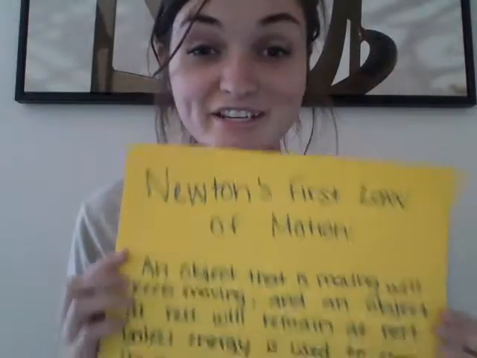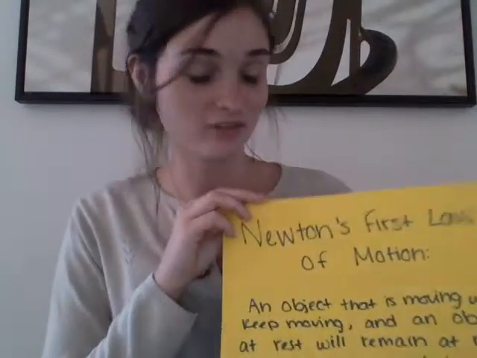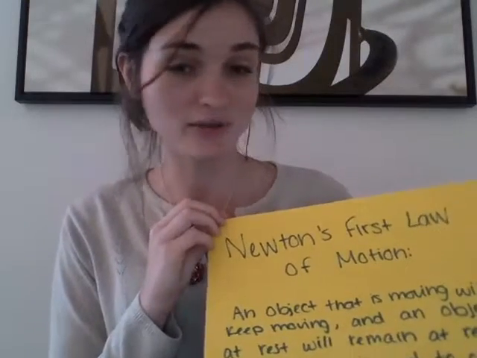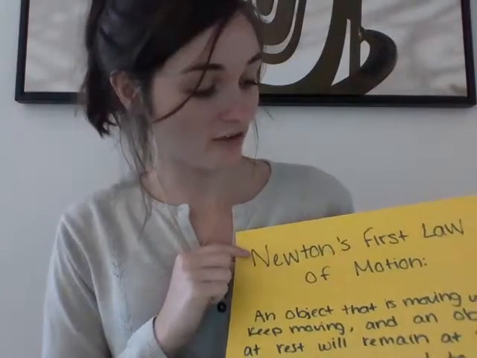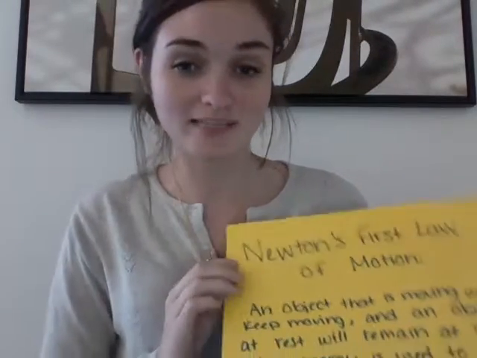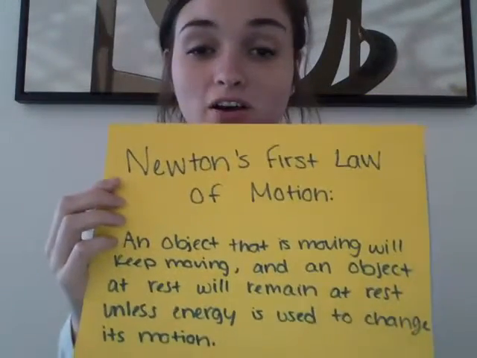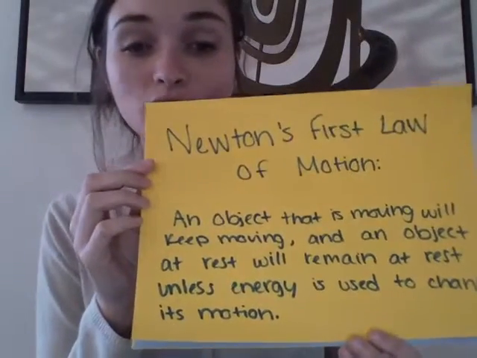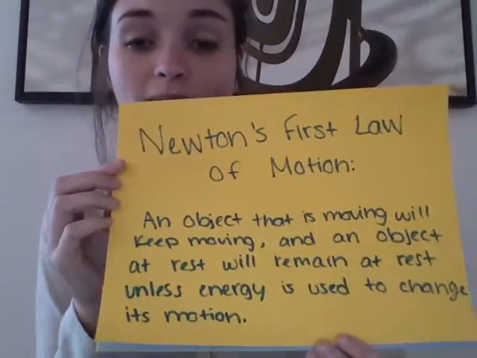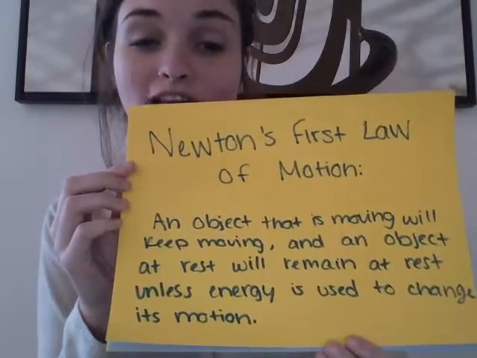Now that you have answered the question, I'm going to give you the right answer, so you can go back and change your answer or just correct it if you had the wrong answer. The guy is Isaac Newton, and he had a lot of laws, and he was a very smart guy, just like I know you are all very smart and going to be great scientists when you get older. Newton's first law of motion. This is the law that we're going to be studying that goes along with what we are learning in class. His law of motion says that an object that is moving will keep moving, and an object at rest will remain at rest unless energy is used to change its motion.